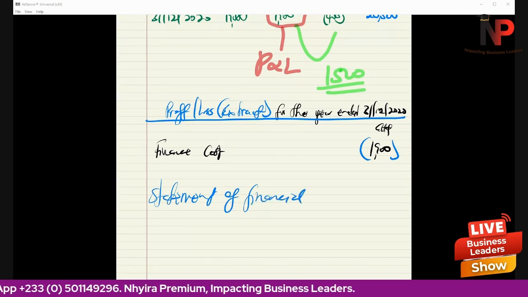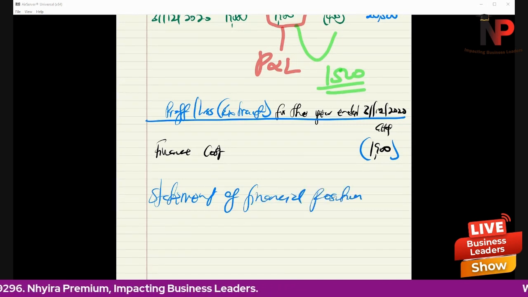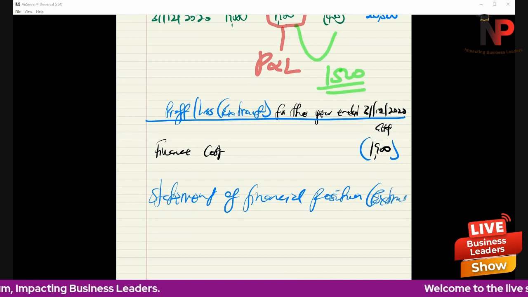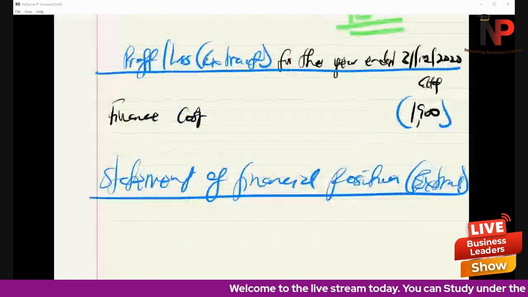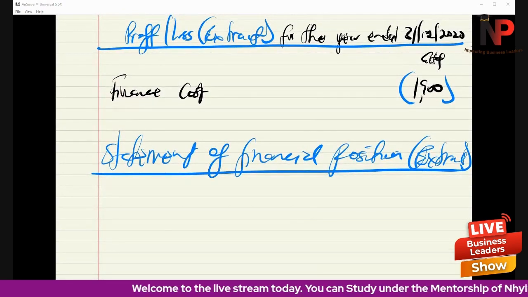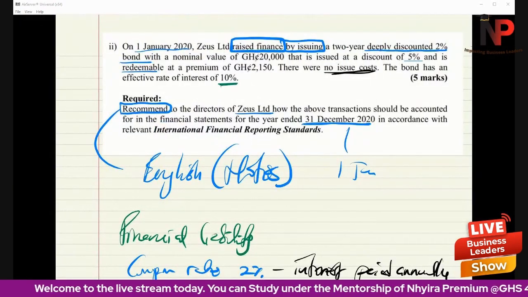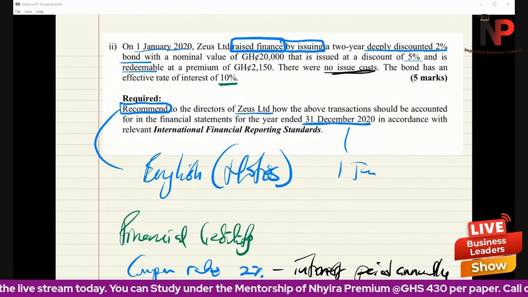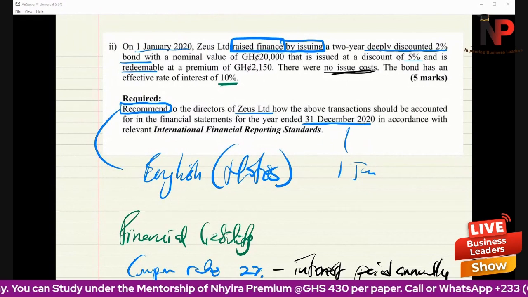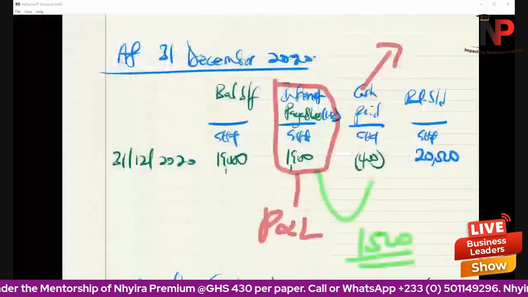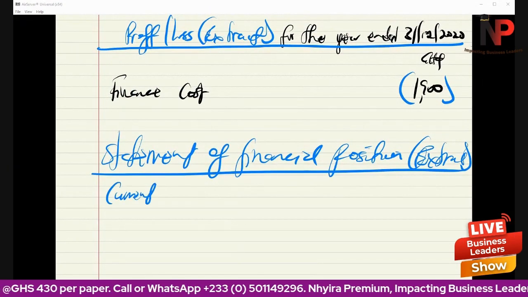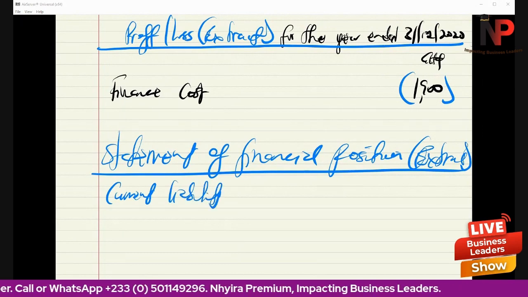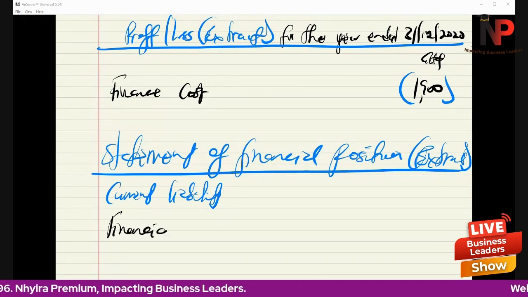Go to the statement of financial position, also an extract after that year. Now, this is a liability, so generally it will be under liabilities, but what kind of liability is it? We are told that they issued a 2-year bond, so it means they will redeem it in the next 6 months. So really, this will be under current liabilities. Under current liabilities, we'll just bring in the financial liability.